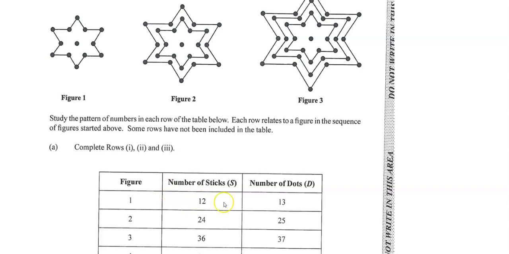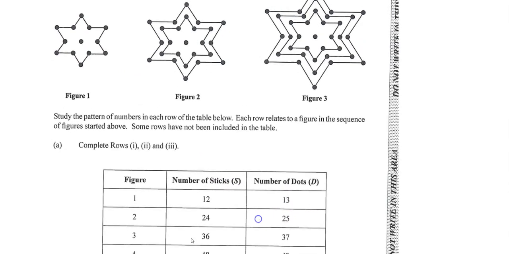And then the number of dots, it says 13. Let's count that: 1, 2, 3, 4, 5, 6, 7, 8, 9, 10, 11, 12, 13. That's correct. It goes on to figure 2, which has 24 sticks and 25 dots, and figure 3 has 36 sticks and 37 dots.